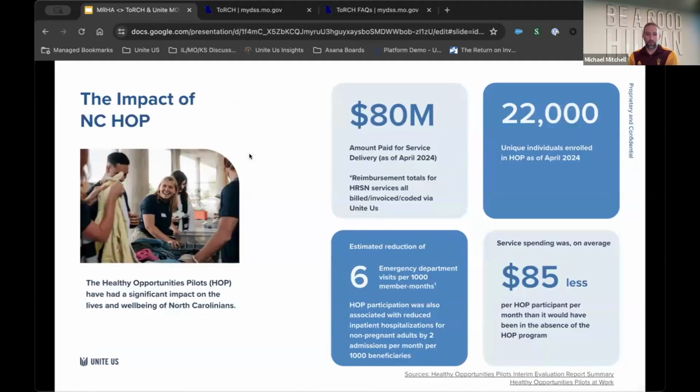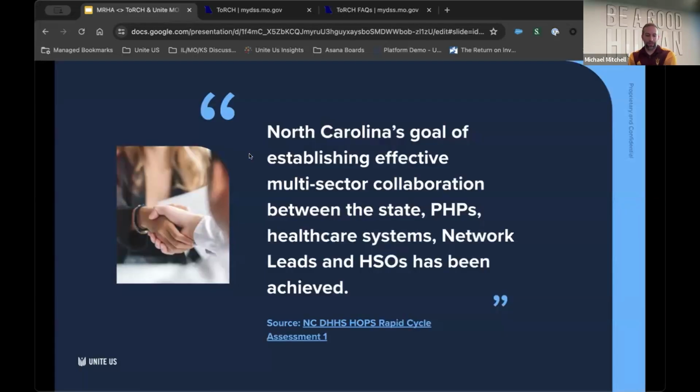And I just wanted to call out really quickly too, I mentioned some of these stats earlier, but as of April of this year, North Carolina has tracked an $80 million total spend on the health-related social needs side of the house. So those are the reimbursement totals, which means $80 million that were allocated to community-based organizations and providers of social services to do more upstream work, sustainable funding for those community-based organizations. They had just under 22,000 unique individuals enrolled in the Healthy Opportunities Pilot, showing for those 22,000 an $85 PMPM savings, and with a real world estimated reduction of 6 fewer ED visits per 1,000 member months. And so I'm happy to wrap up there.